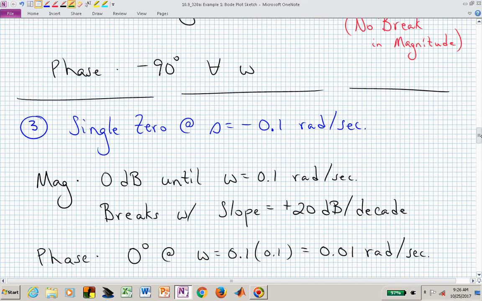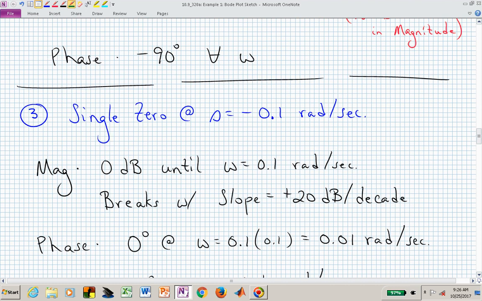We have our single real zero. It's at minus 0.1 location-wise in the complex s-plane. If I had to draw the pole-zero diagram, I would have a zero sitting at minus 0.1, an open circle. In the Bode plot, now our independent axis is log of omega. We're at 0 dB until we reach the break frequency. Again, this is the way that we're performing our approximations. And then, since it's upstairs, it's a zero, so it slopes up at plus 20 dB per decade, and that's all there is to it.